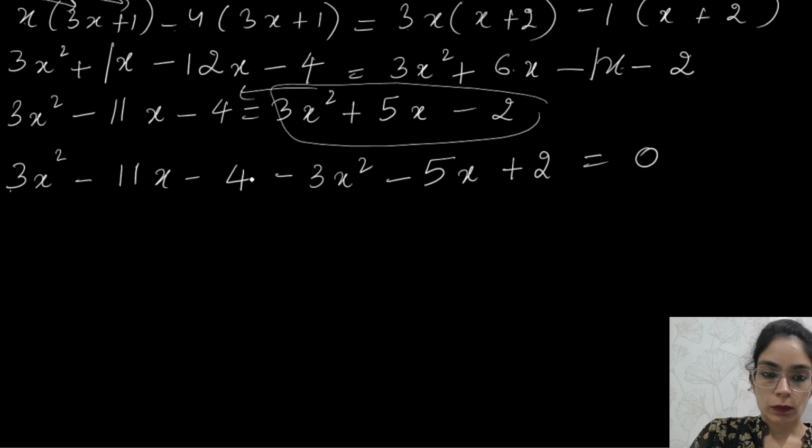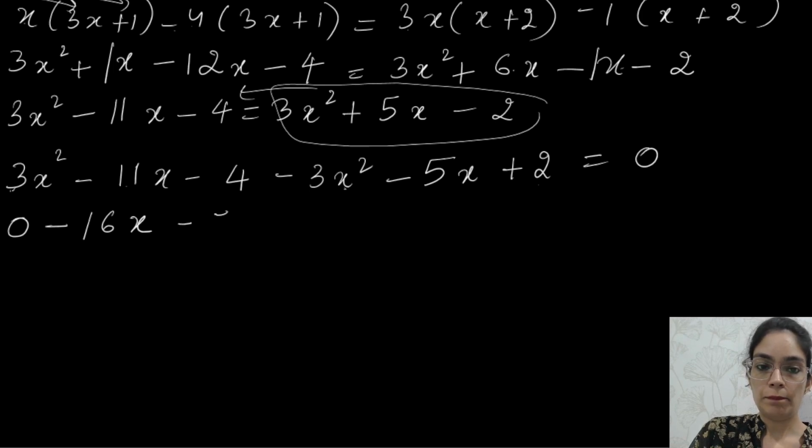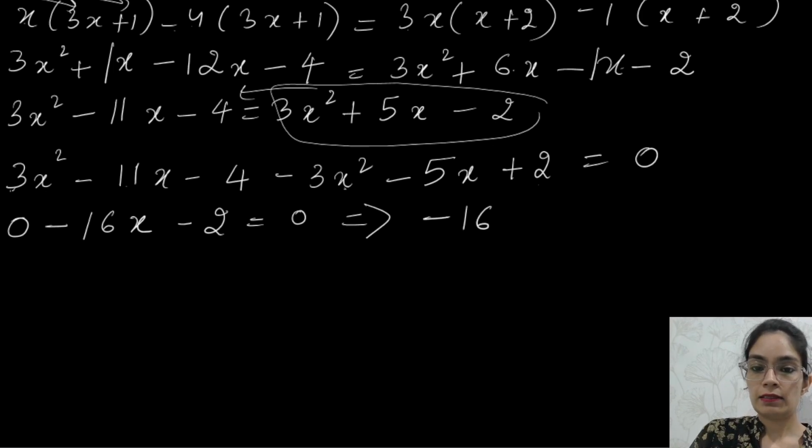So 3x square and 3x square, these are like terms, but 3x square minus 3x square we will get 0. Remaining is this one, minus 11x minus 5x, so this will become negative 16x, and minus 4 plus 2 will become negative 2, equals 0. So basically the equation is minus 16x minus 2 equals 0.